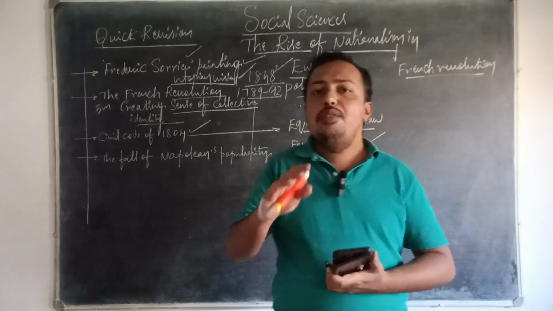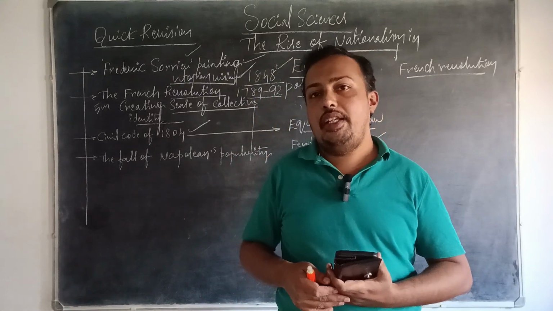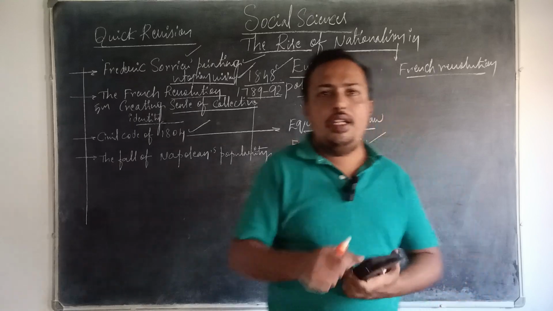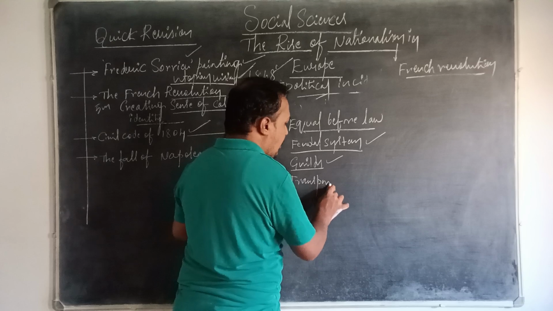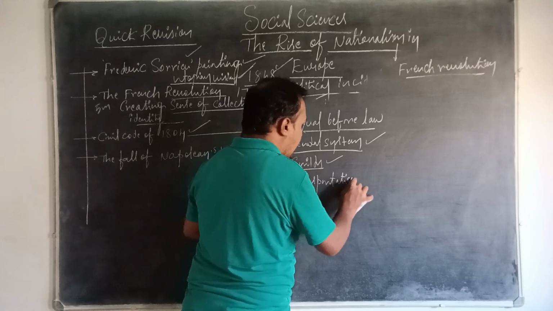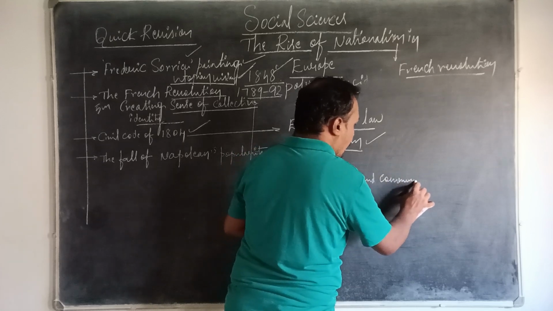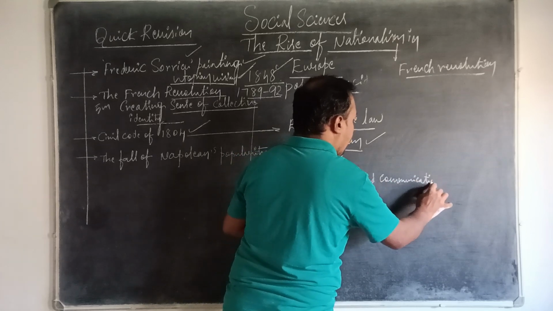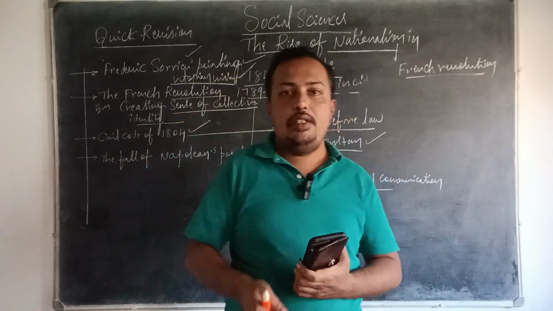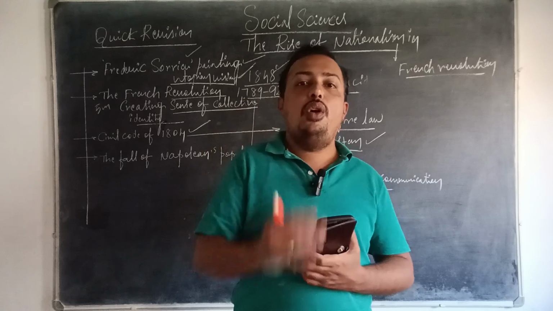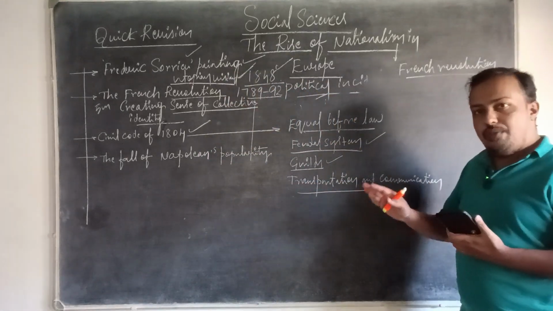Number 4, transportation and communication were given more importance by Napoleon. He improved the transportation and communication system, which helped traders and merchants to conduct a smooth flow of trade. So these are the key points related to the Civil Code of 1804.